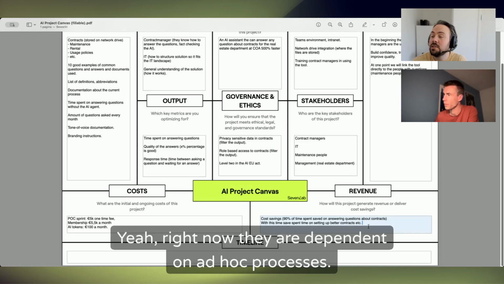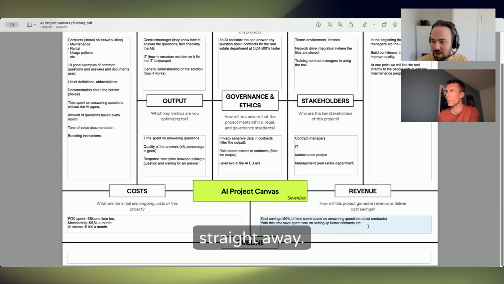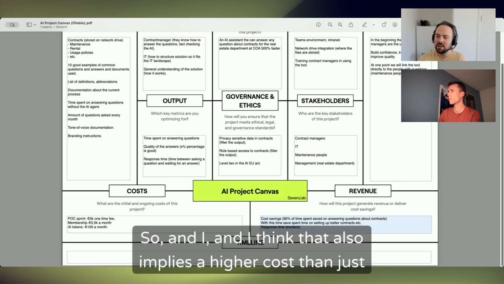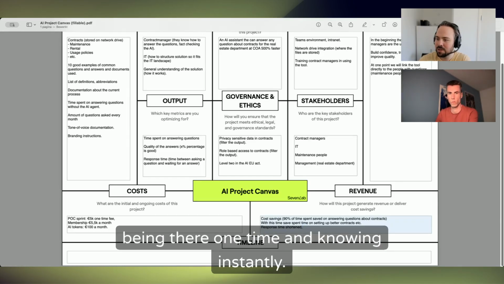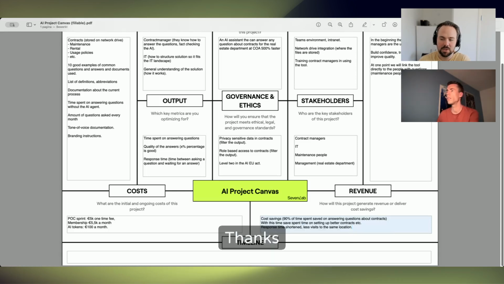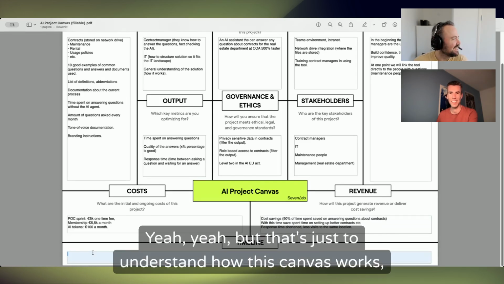Yeah, right now they are dependent on ad hoc processes. So they try to call these contract managers and then get the answer straight away. But in the worst case scenario, they might have to return to the location if they didn't get an answer fast enough. I think that also implies a higher cost than just being there one time and knowing instantly if something is within the contract. Nice. But this is a huge assumption, of course. I'm doing this without the client. Yeah, but that's just to understand how this canvas works, which is fine.